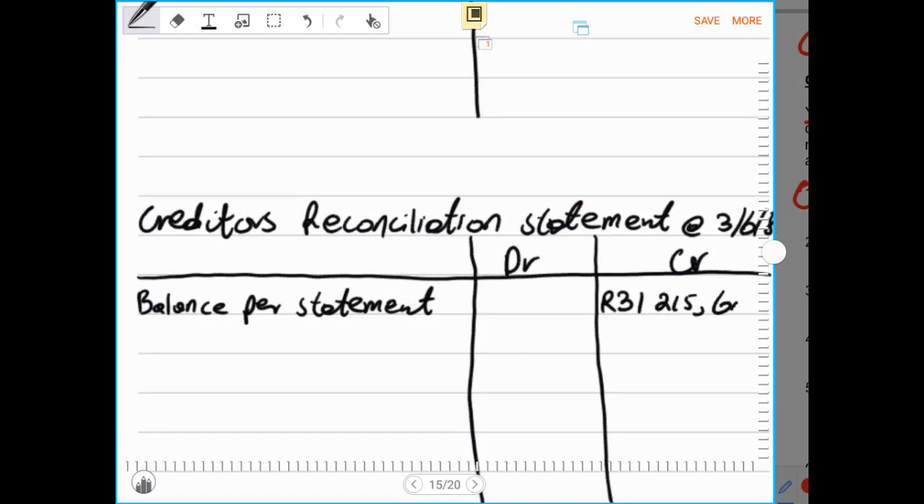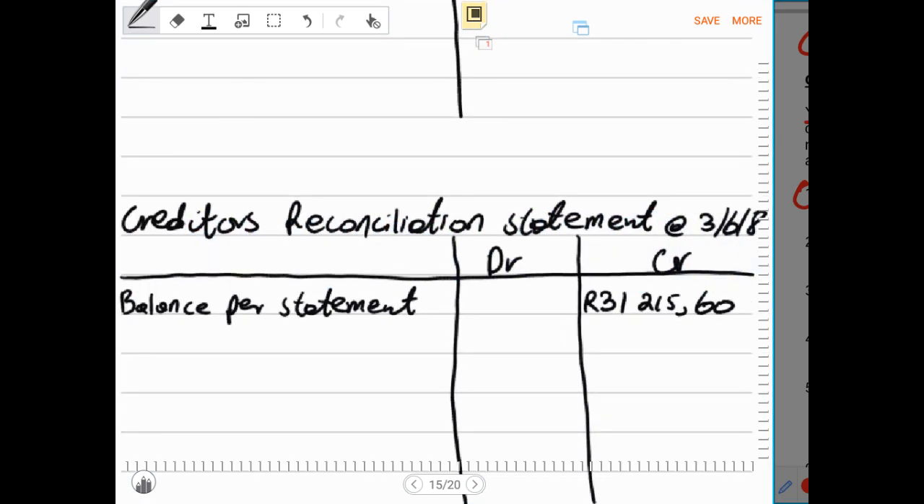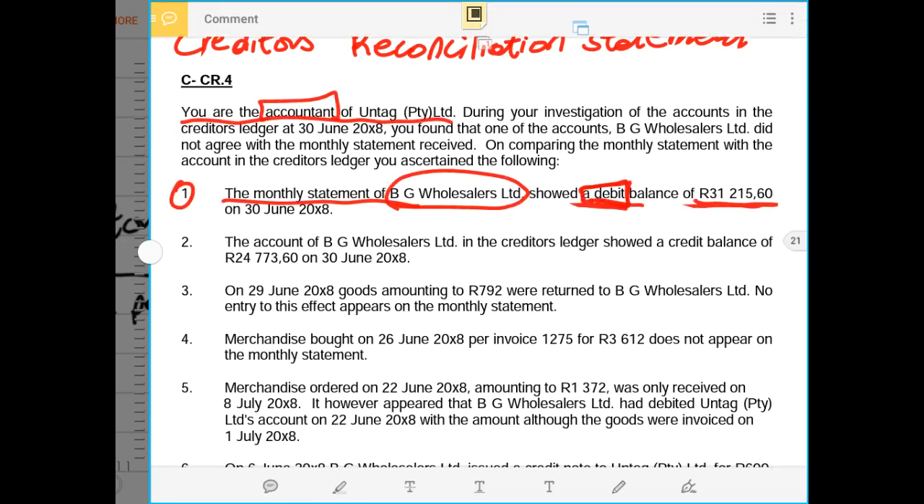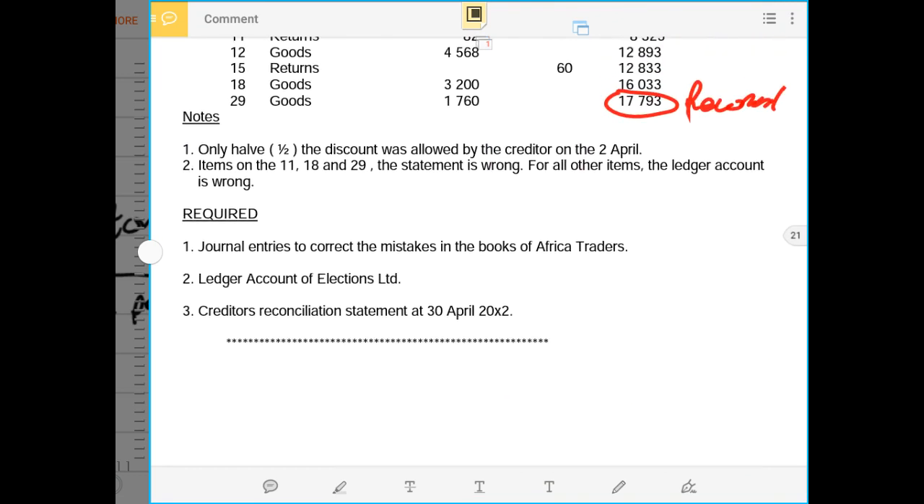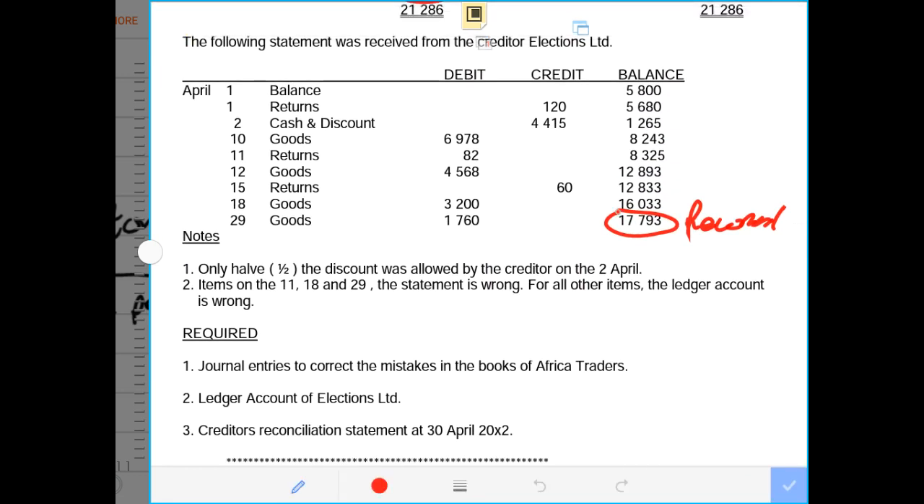31,215 rand 60 cents. So now let us take that into consideration again. Let me once again do the comparison with regard to the previous exercise. This is the balance that we are talking about here. And now in this case, you might not see it, but this balance on the statement was a debit balance.